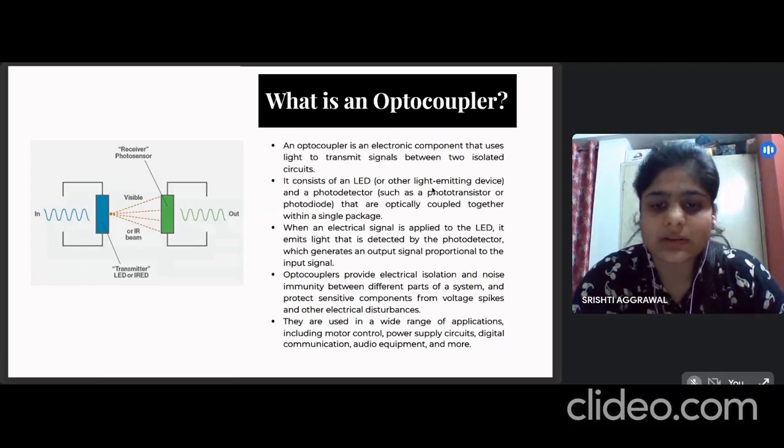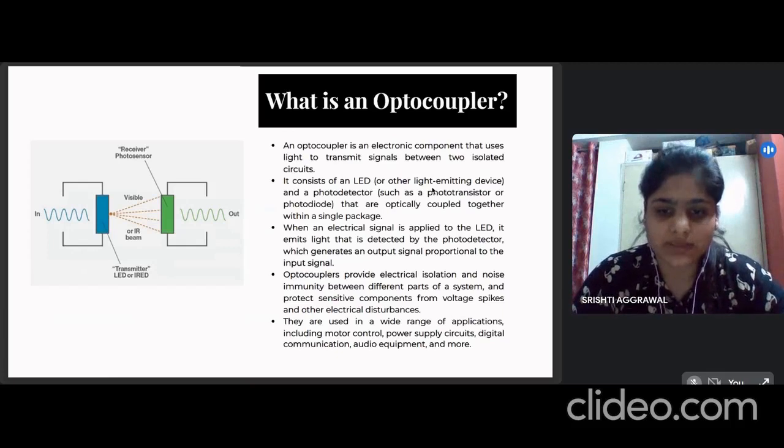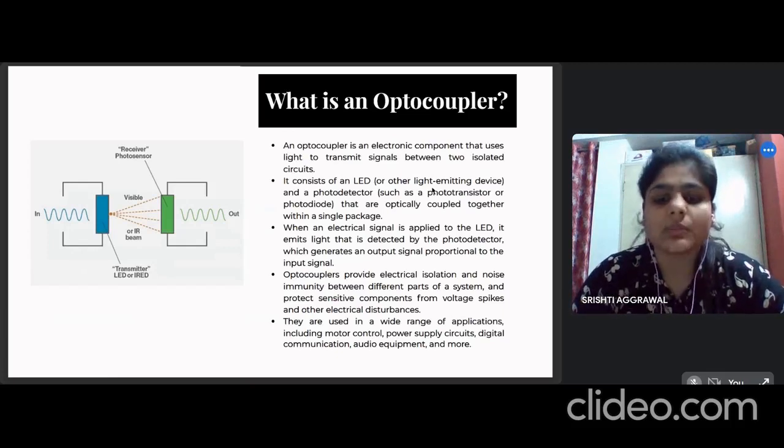Optocouplers provide electrical isolation, noise immunity between different parts of system and protect sensitive components from voltage spikes and other electrical disturbances. They are used in a wide range of applications, including motor control, power supply circuits, digital communication, audio equipment, and more.